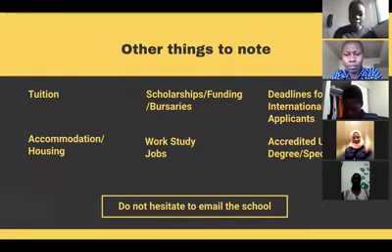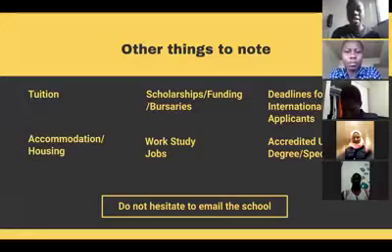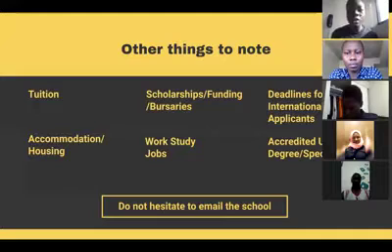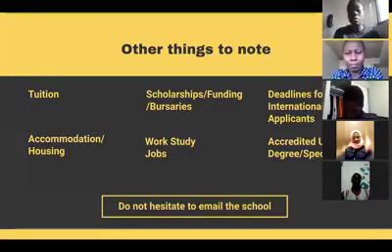And lastly, I would say that if you have questions and you are not clear about something in your application process, do not hesitate to email the school. If you need clarity on certain things, send an email to the school and ask the questions. Some schools reply as soon as you send them. Some schools don't, but still send that email to the school.